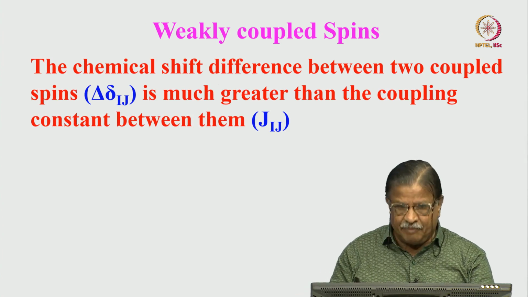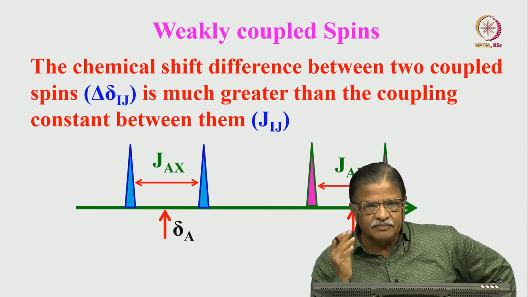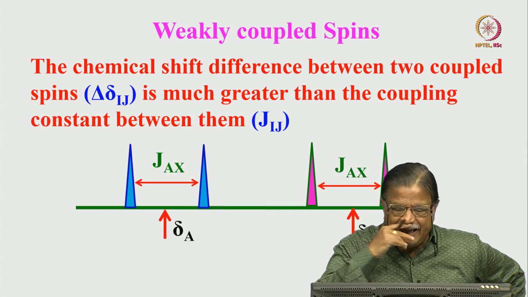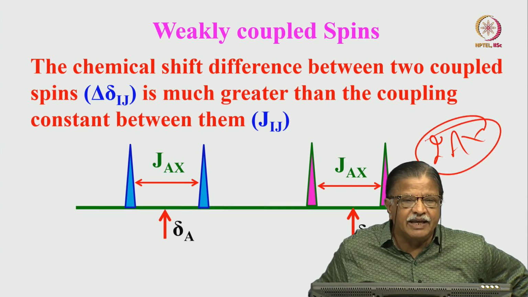So, this is an example of a weakly coupled simple spectrum I am showing you here. Here I have taken the example of a two coupled spin system, A and X; it is called an AX spin system.